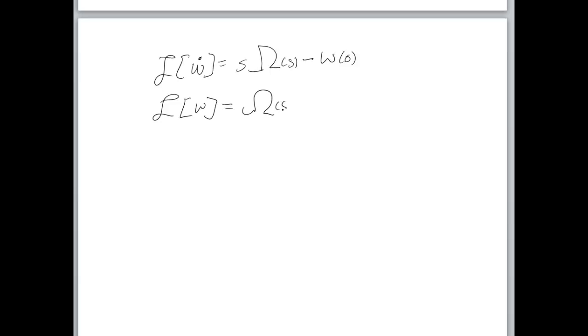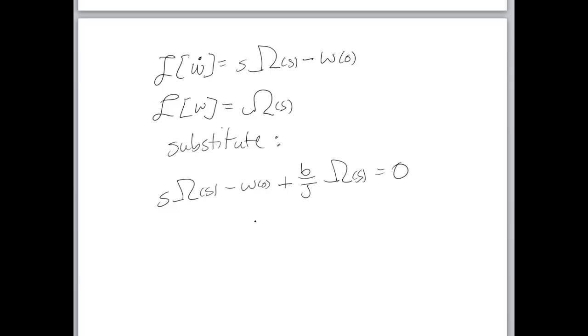We take the Laplace transform of each term. The Laplace transform of omega dot is s times capital omega of s minus the initial angular velocity. The Laplace transform of omega is omega of s, and we have a homogeneous differential equation, so that's all we have. Now we can substitute these in, and we have s omega of s minus omega 0 plus b divided by j omega of s equals 0. Now we want to combine our omegas, and so omega of s is going to equal omega at time 0, our initial angular velocity, divided by s plus b divided by j.